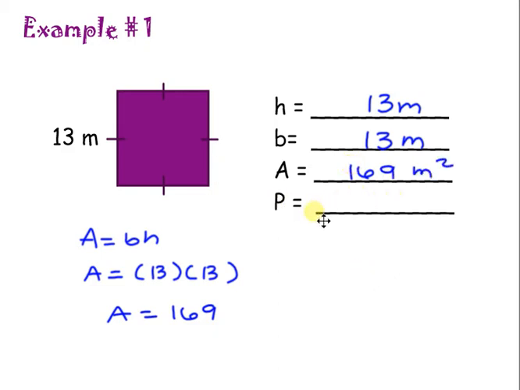But now I also want the perimeter. And remember, the perimeter is adding up all of the sides on the outside. So if this is 13 meters, this is also 13 meters, this is 13 meters, and this is 13 meters. So 13 plus 13 plus 13 plus 13, that is going to be 52 meters. Perimeter is not squared. It's just meters.